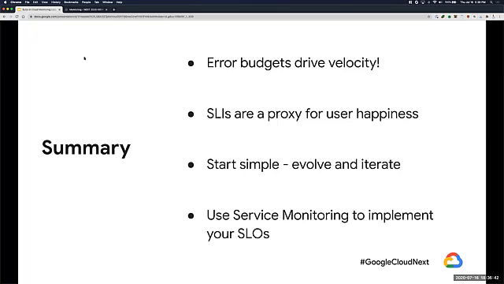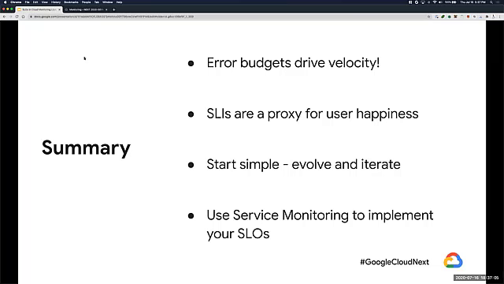The summary of the talk is, first and foremost, error budgets are a way to improve the velocity of your services by getting a shared sense of reliability between development and operations. You should use SLIs as a proxy for user happiness to really understand the user experience that you're delivering to your users. The recommendation is to start simple, right?